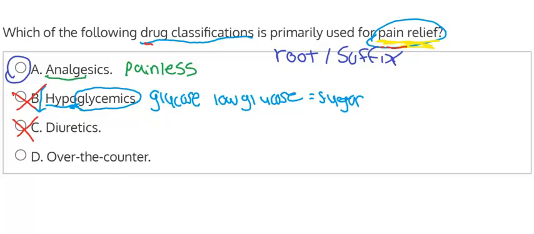However, there are lots of other medications as well that could be over-the-counter, such as vitamins. Sometimes you could get a hand splint over the counter. It might not necessarily be a medication. So for that reason, we can eliminate choice D. And that leaves us with our first choice, analgesic, pain relief medication, choice A.